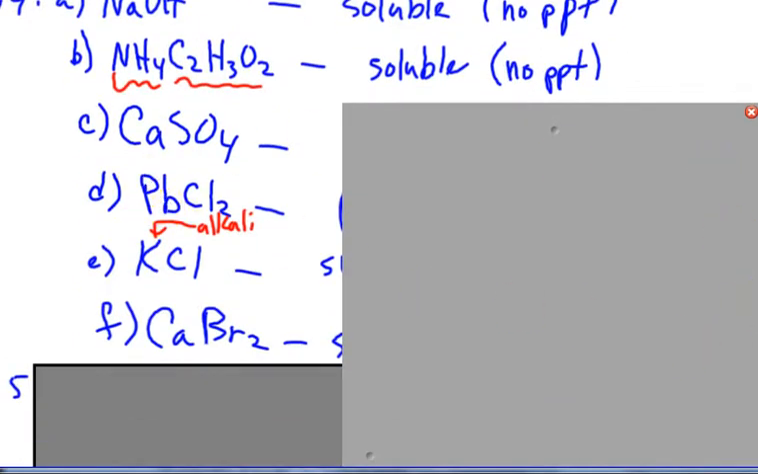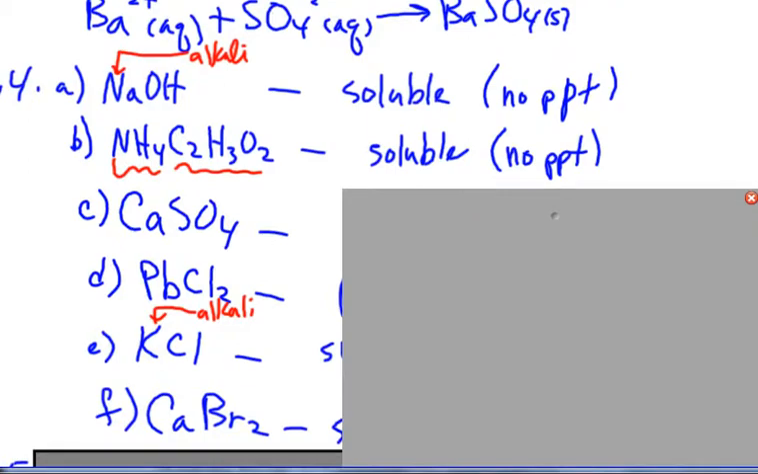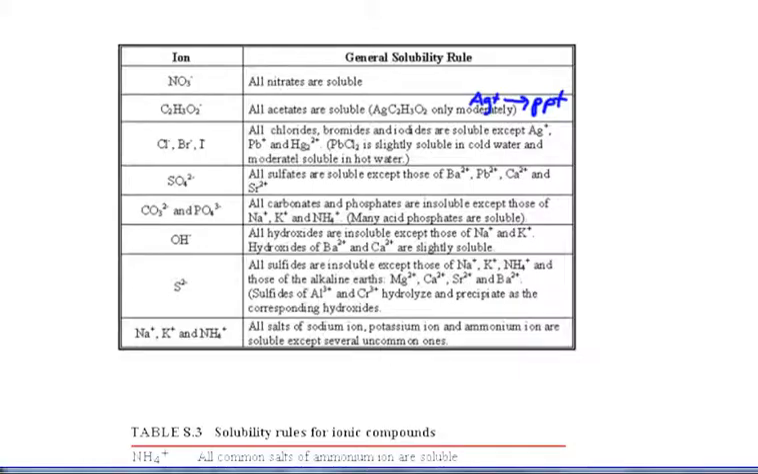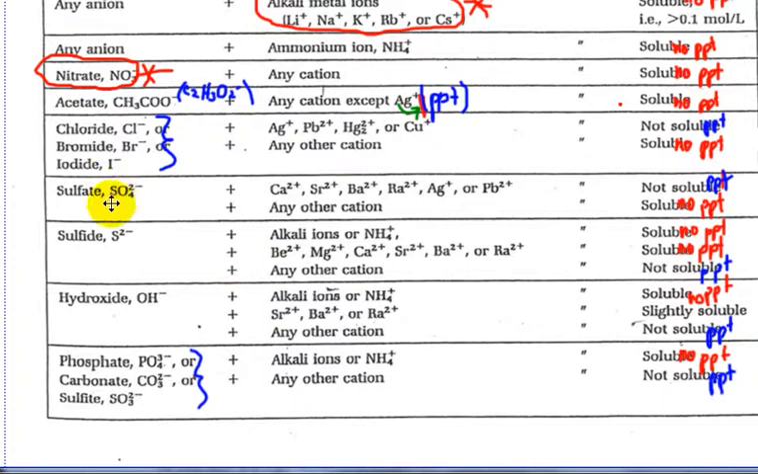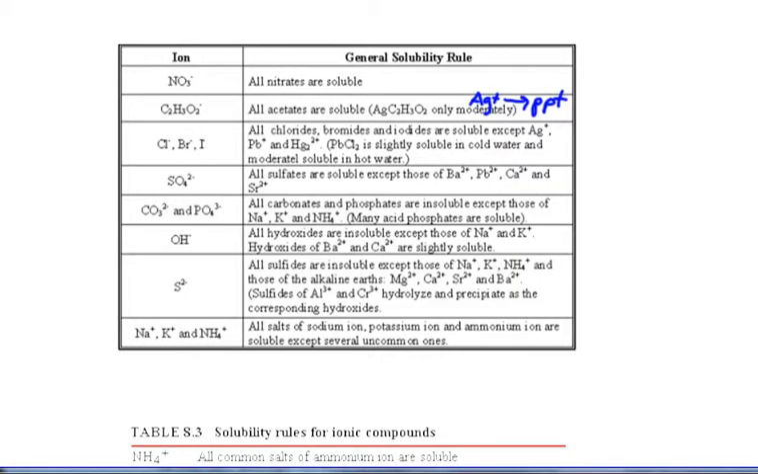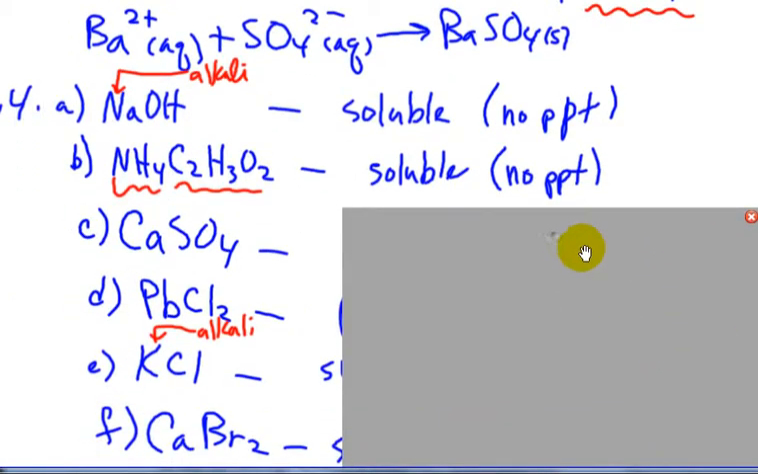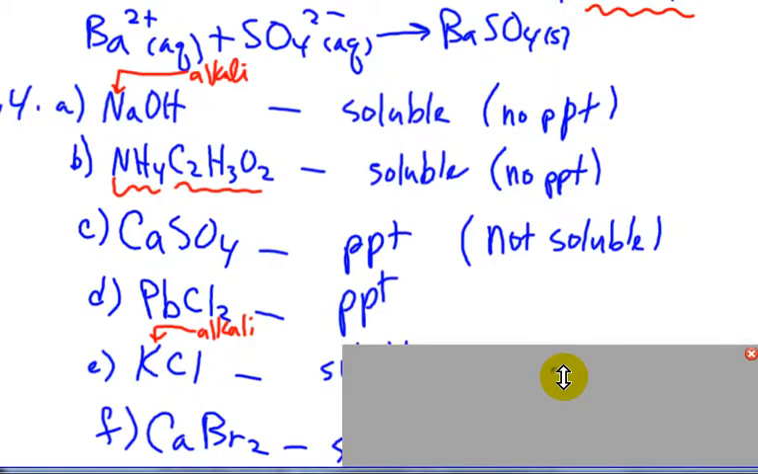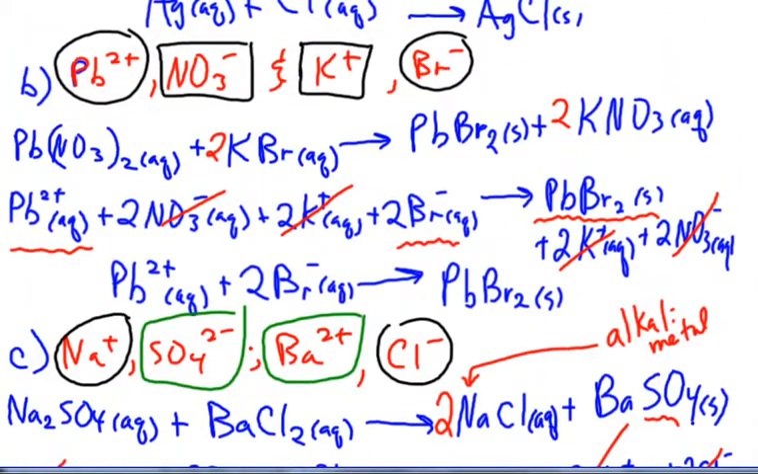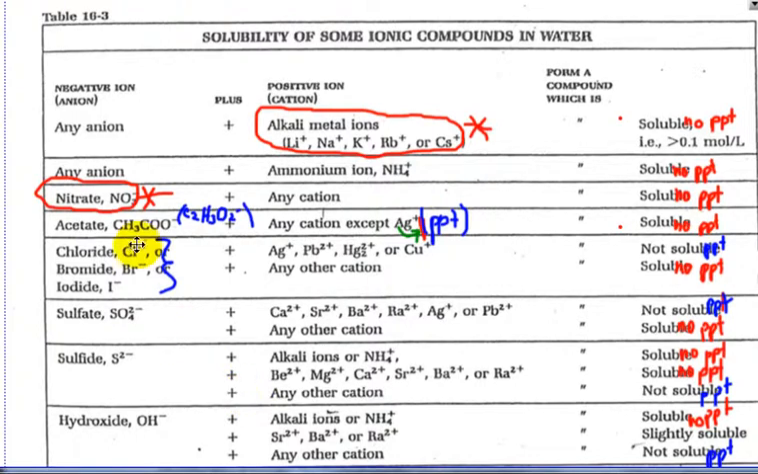Calcium sulfate, hey, that's one we just did up here, I believe. No, barium sulfate we did. So calcium sulfate: if you look here, sulfate combined with calcium, PPT. So we have some PPT action there. Lead chloride is one we did earlier as well. I think that one's up here somewhere. Oh, I guess we did lead bromide, so we should check it out. Lead 2 chloride: chloride combined with lead 2, PPT.